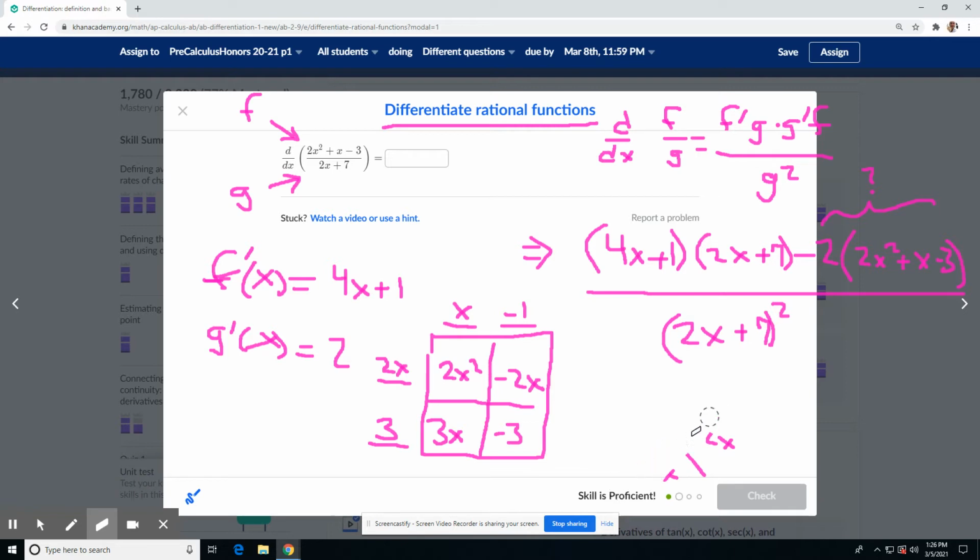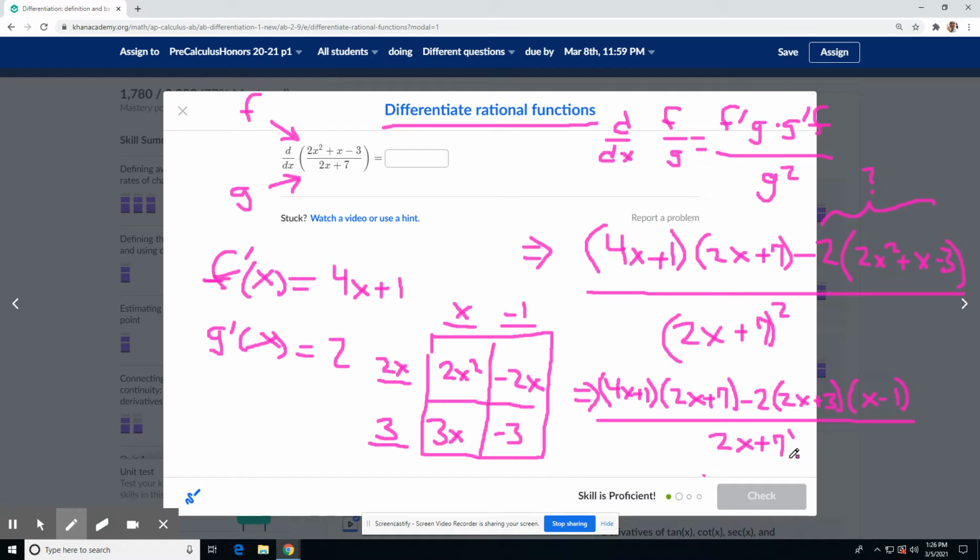So that means that all of this factored into, so now I'm just rewriting this, 4x plus 1, 2x plus 7, minus 2 times 2x plus 3 times x minus 1 all over 2x plus 7 quantity squared.